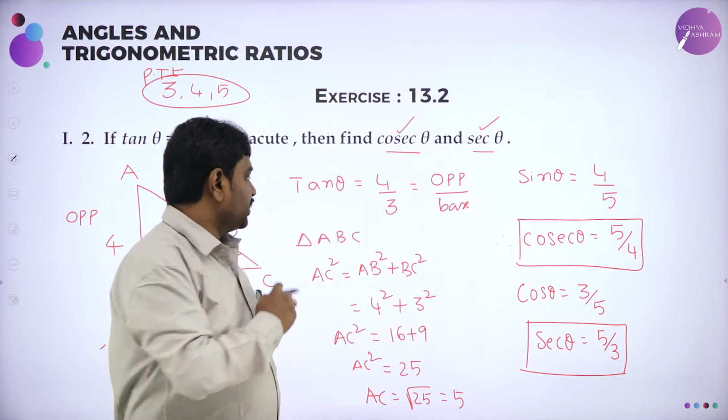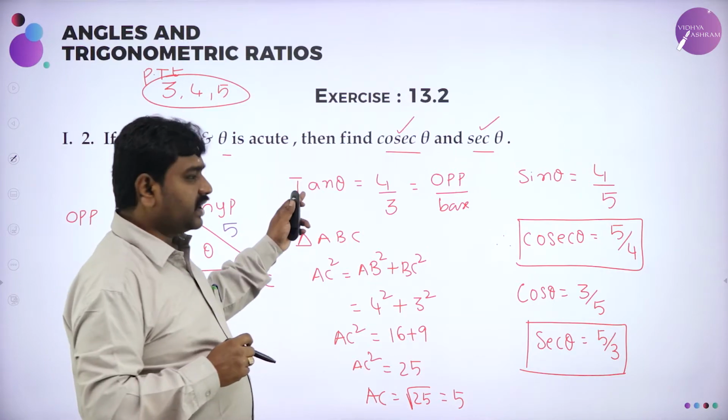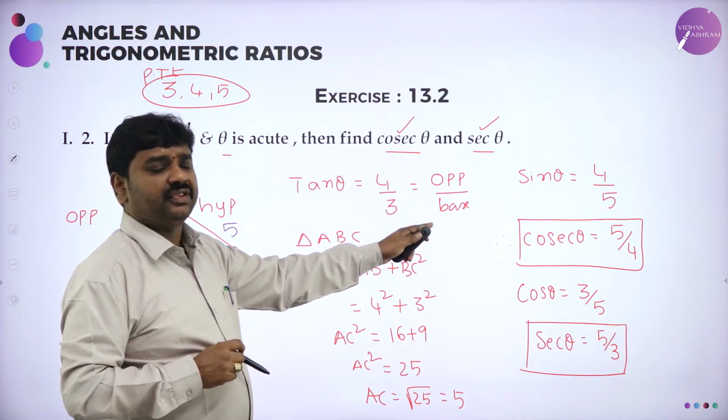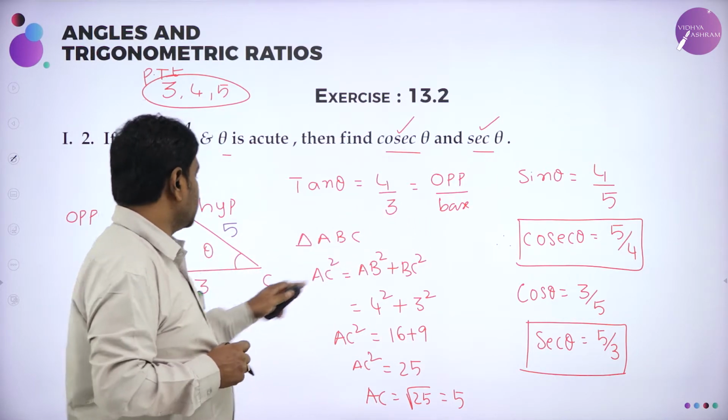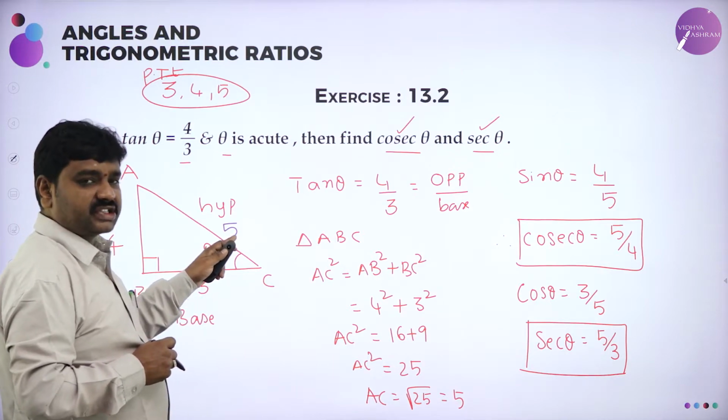So just complete the triangle. First draw a right angle triangle and assign what is given. Here tan was given. What is tan? 4 by 3. Tan means what? Opposite by base. Opposite is 4 and base is 3. So in the place of opposite put 4, in the place of base put 3. Missing number is 5. Write that as hypotenuse.